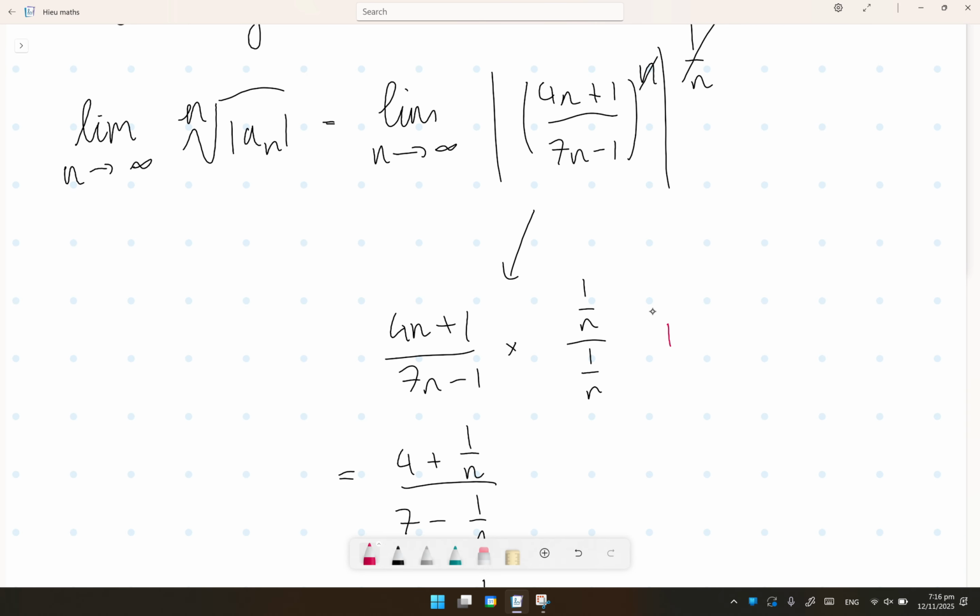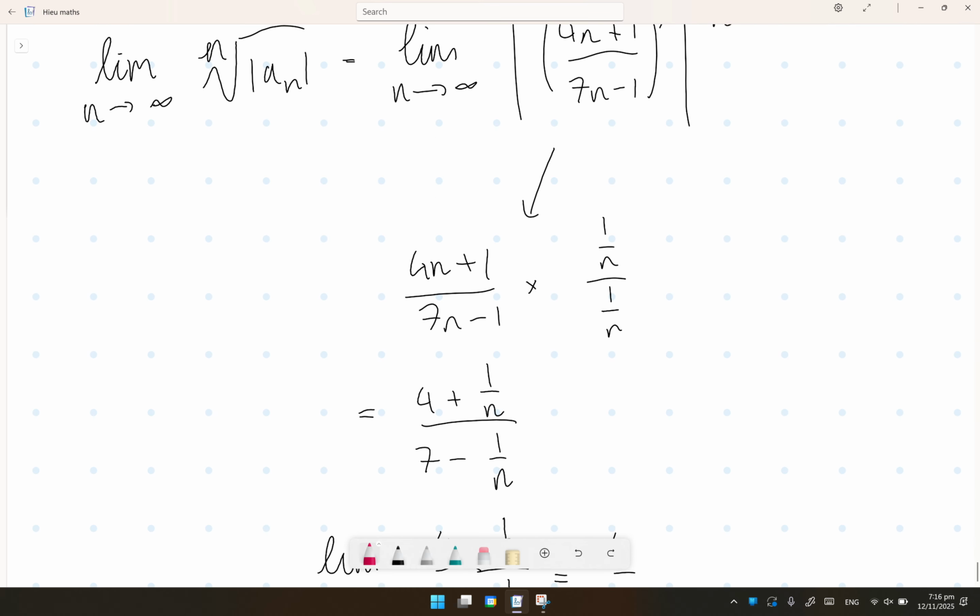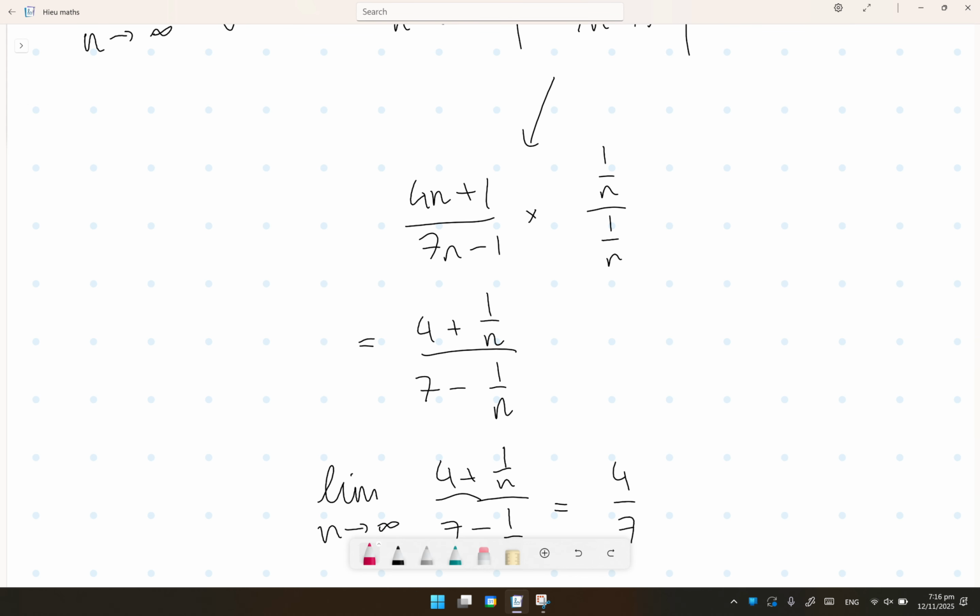You just multiply it by 1, right? 1 over n over 1 over n is just 1. So we're not really changing the function, just making it easier to work with. It's 4 plus 1 over n over 7 minus 1 over n.